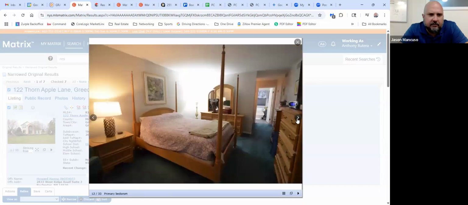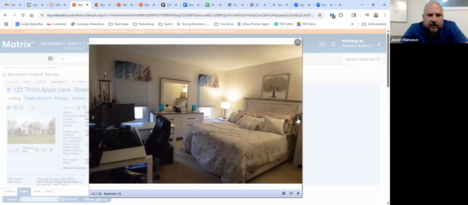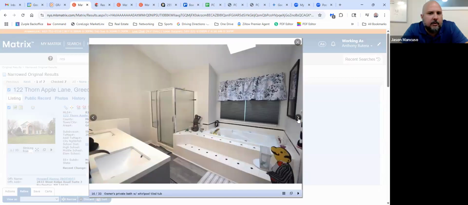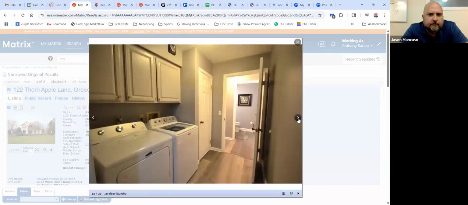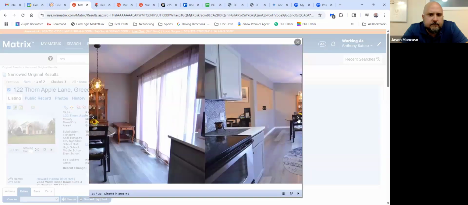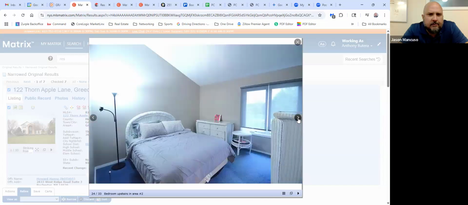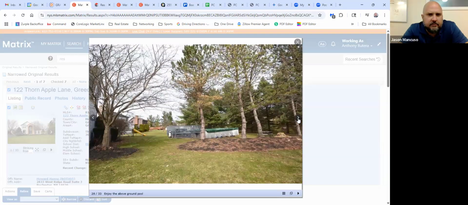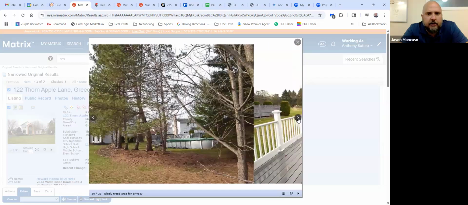Guys, use a professional photographer at all times. Things don't sell based on the way they're presented. So dated, a lot of potential, right?